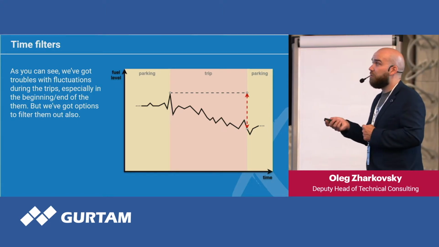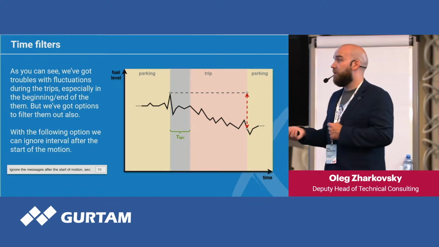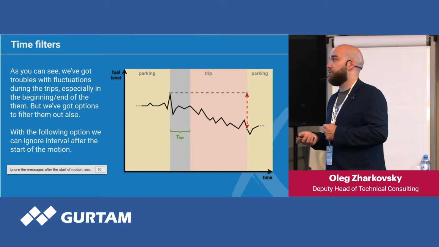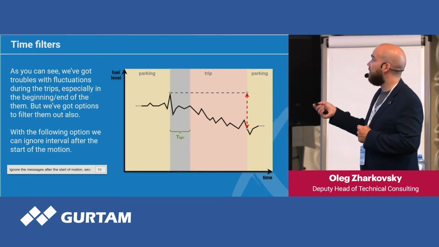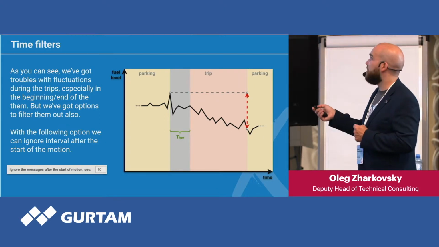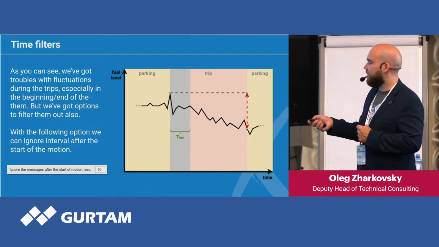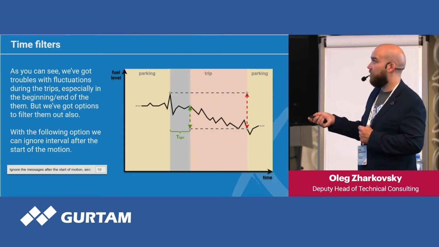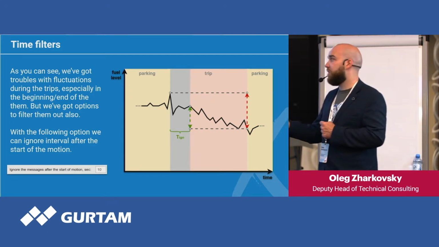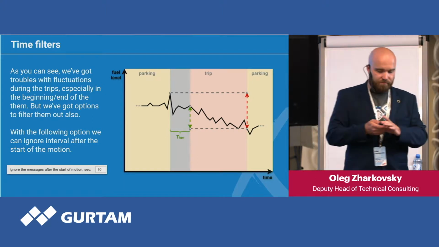The one that I'm talking about right now is ignore messages after the start of motion. If we calculate the consumption from here to here, it's just bigger than the real one. But if we wait a little bit until this fluctuation is gone, then the consumption will be correct. So with the help of this timeout, you can get the result.